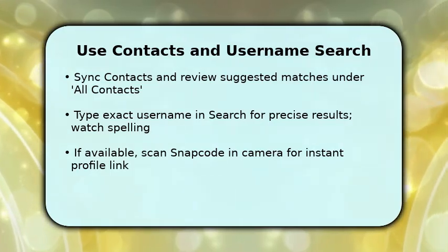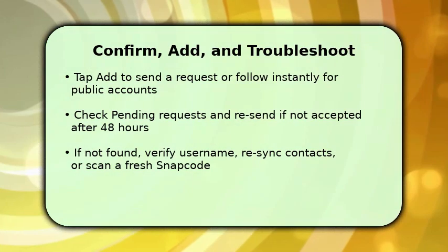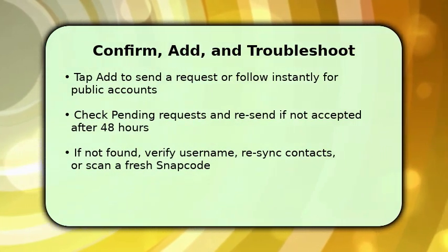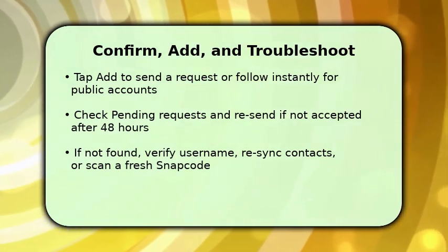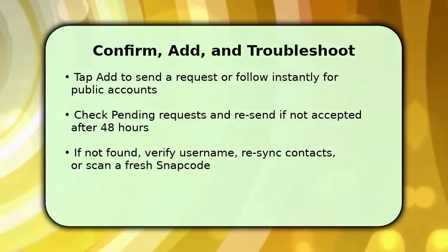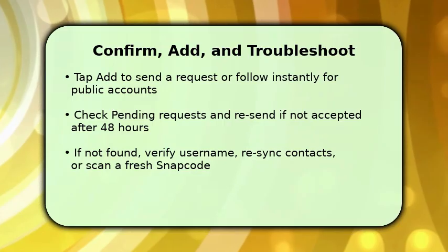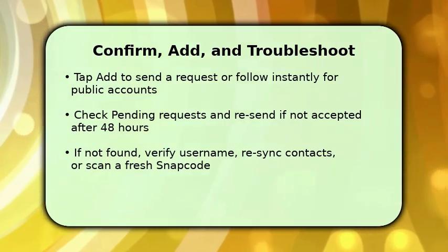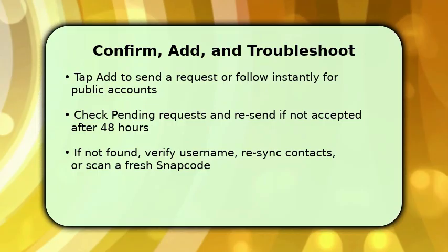You finish by sending the actual add request and verifying it went through. Tap Add on profiles found. Public accounts may follow you instantly, while private accounts show as pending. Once done, check your pending list. If a request isn't accepted within a couple days, resend or message them off-app.